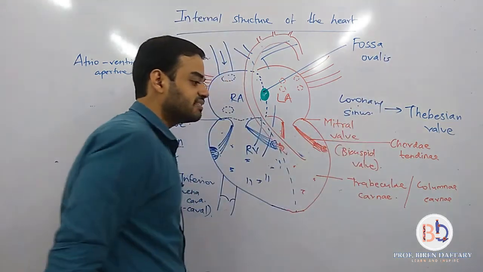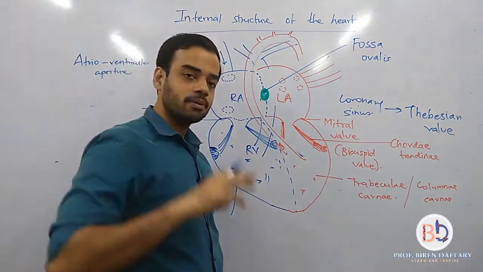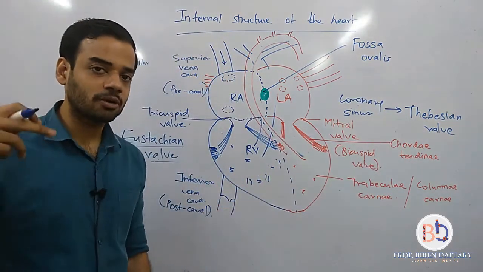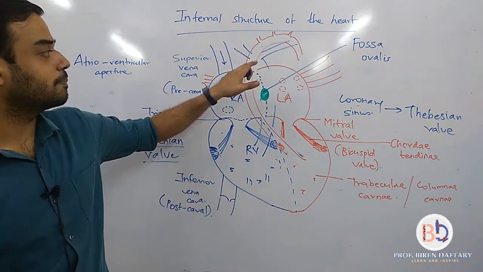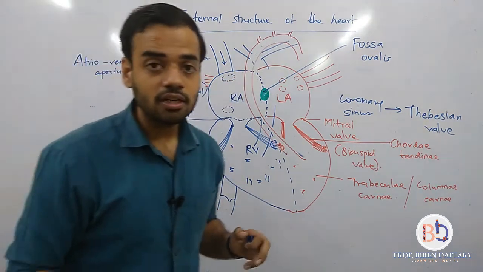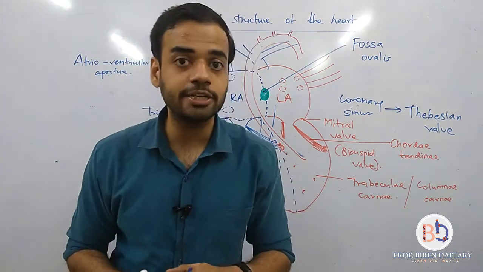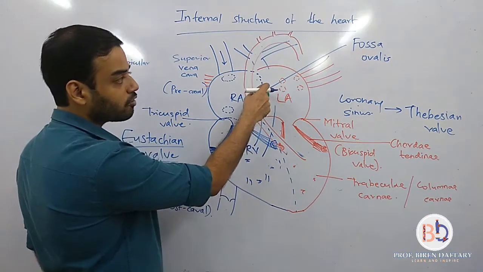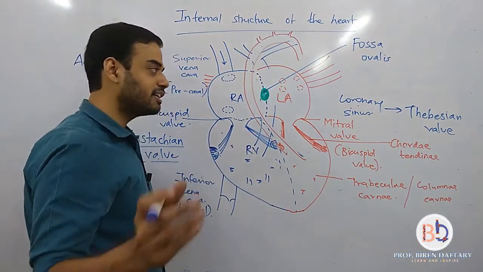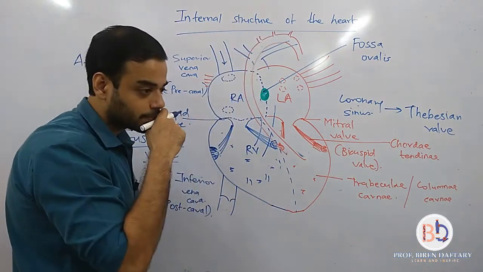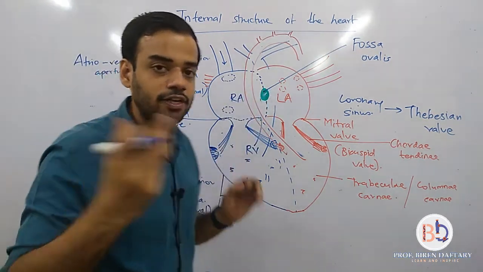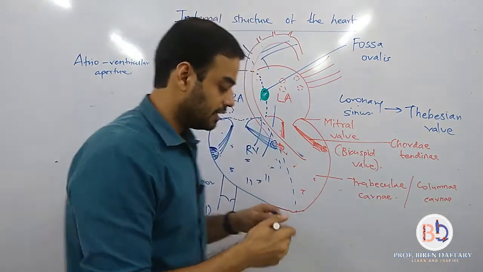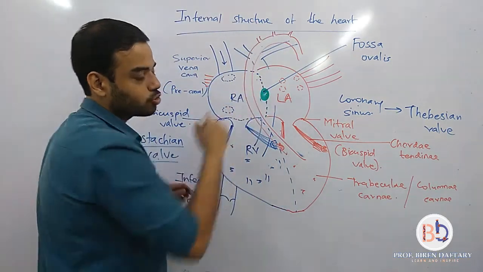Fossa ovalis is a remnant. Now, do you remember we had studied about some other part which was also a remnant? That remnant was basically connecting the pulmonary trunk with the aorta. Do you remember ligamentum arteriosum? Similarly, this fossa ovalis is also a remnant. I will explain to you what the function is. In the fetus which is not born, this interatrial septum has this opening.